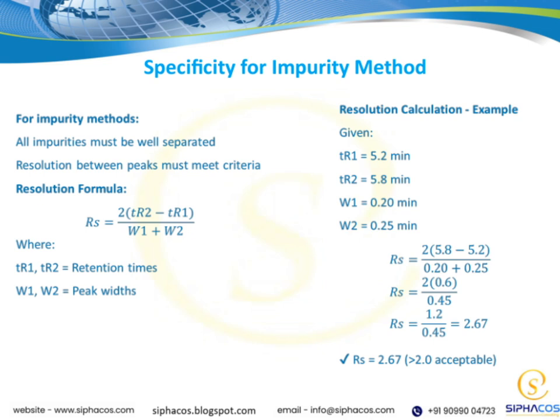This ties into the overall theme of accuracy and reliability in analytical methods. So, when we discuss specificity for impurity methods, we're emphasizing the importance of the method's ability to specifically target and measure impurities, which ultimately helps us ensure the safety, quality, and compliance of pharmaceutical products.